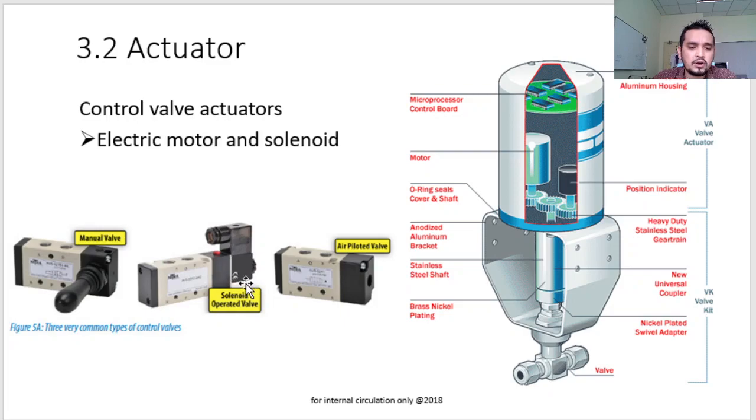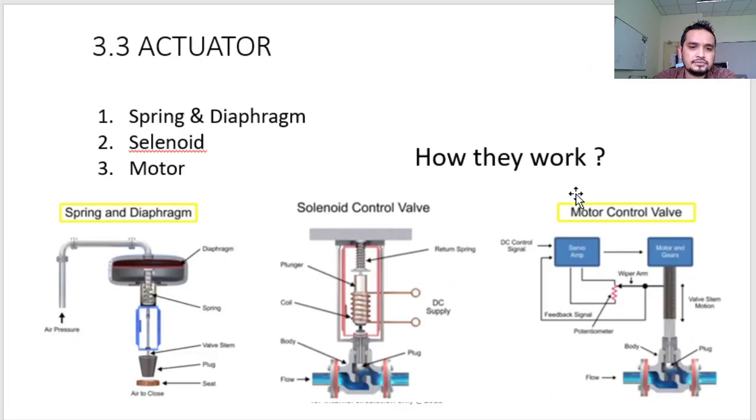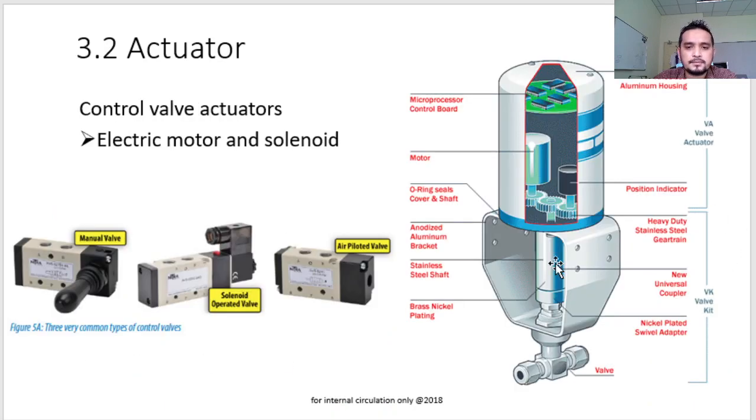Solenoid means we have a coil. We energize the coil with current and voltage, and that will induce the force to pull the stem, to pull the valve. And then we have also the piloted valve. There are various types of actuator, but the most common one is maybe the manual, and the solenoid, as well as these three types: spring, diaphragm and motor control valve for heavy duty applications.